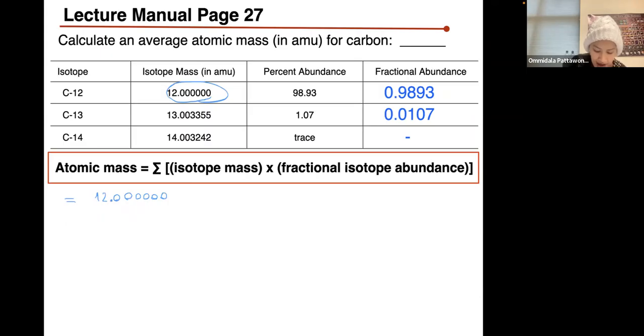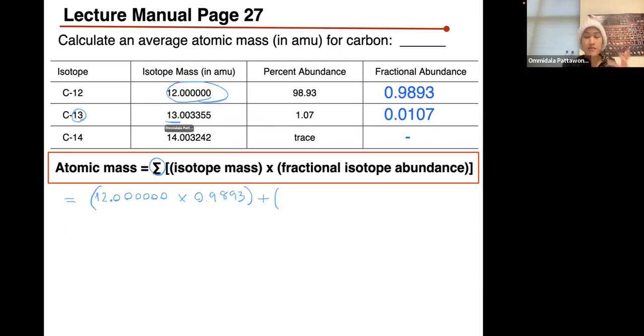Multiply this by the fractional isotope abundance, which is 0.9893. Now we are going to include another isotope, because this summation tells us that we add that to another isotope. So I'm going to add this to another isotope, which is isotope 13. The mass of isotope 13. This mass number just tells you only the number of protons and neutrons, not the mass. So this is the mass right here.